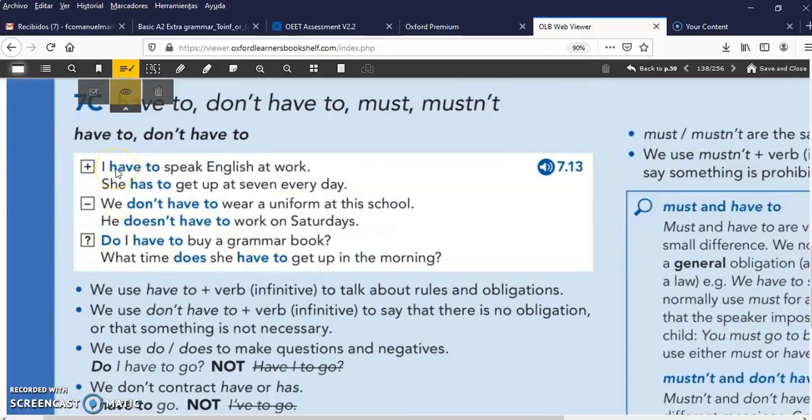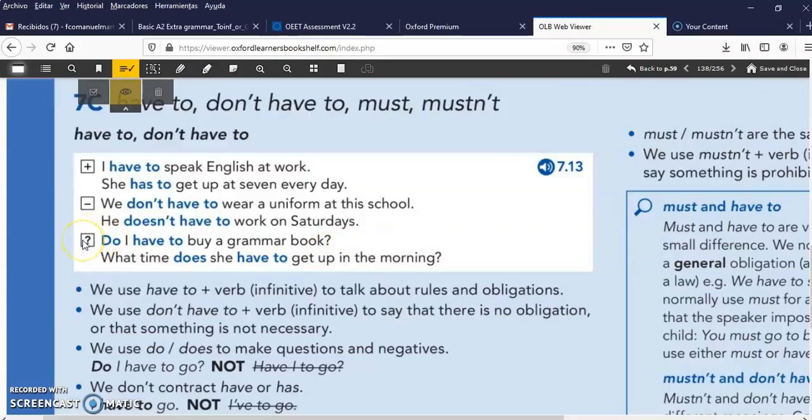If I say I have to speak English at work, it means yo tengo que hablar inglés en el trabajo. Es necesario, es obligado que yo hable inglés en el trabajo. ¿Vale? She has to get up at 7 every day. Ella tiene que levantarse a las 7 cada día. O sea, es una obligación. It's an obligation. And questions. Do I have to buy a grammar book? ¿Tengo que comprar un libro de gramática?